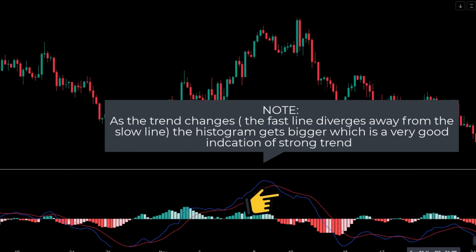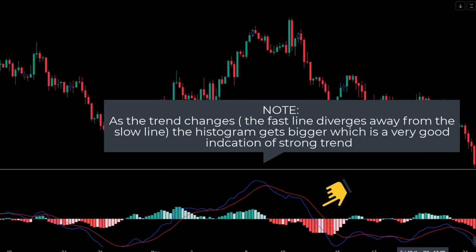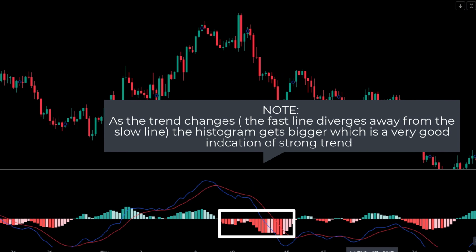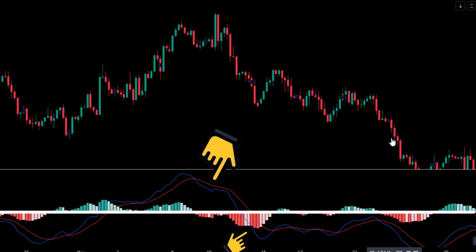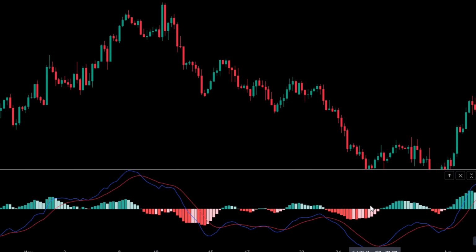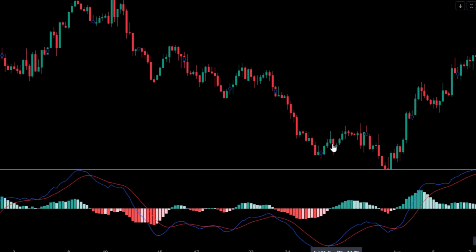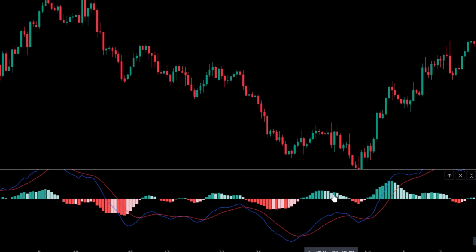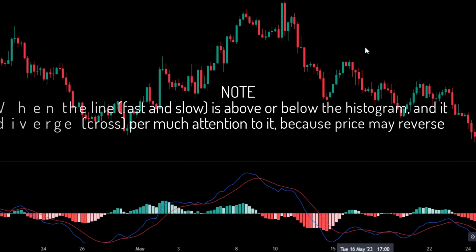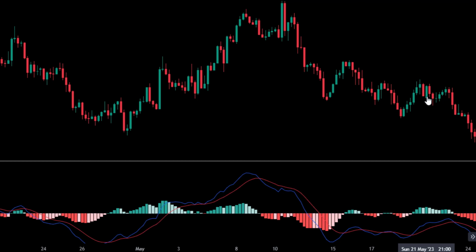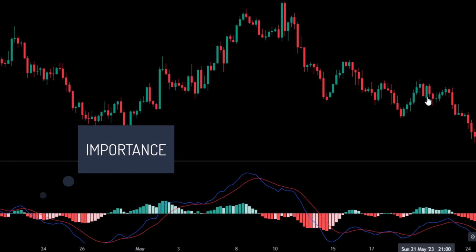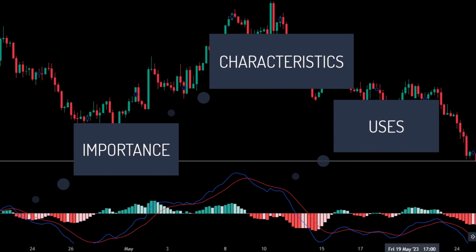As the downtrend begins and the fast line diverges away from the slow line, the histogram gets bigger, which is a good indication of a strong trend. Also, when the blue and orange lines are below the histogram, bear in mind that price is on a massive downtrend, and when the lines are above the histogram, the price is on a massive uptrend. So when the lines are above or below the histogram and they diverge, pay much attention because price may reverse. And before we go further, we will tell you the important uses and characteristics of this indicator.